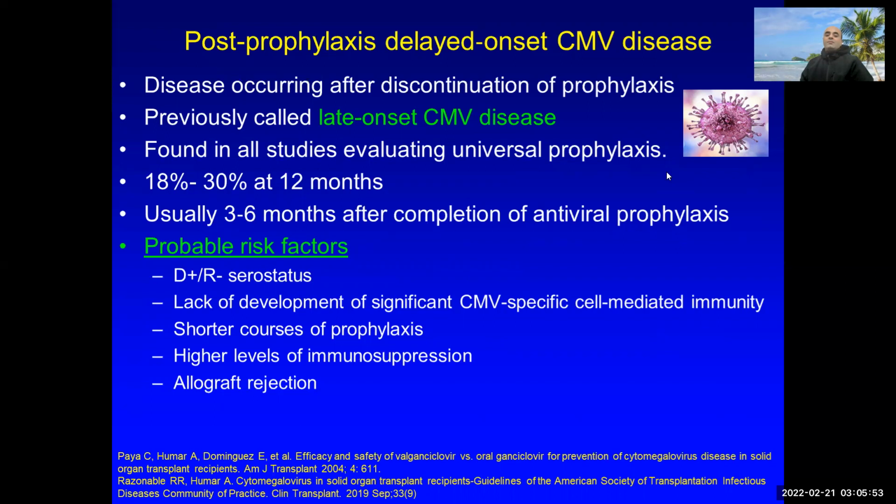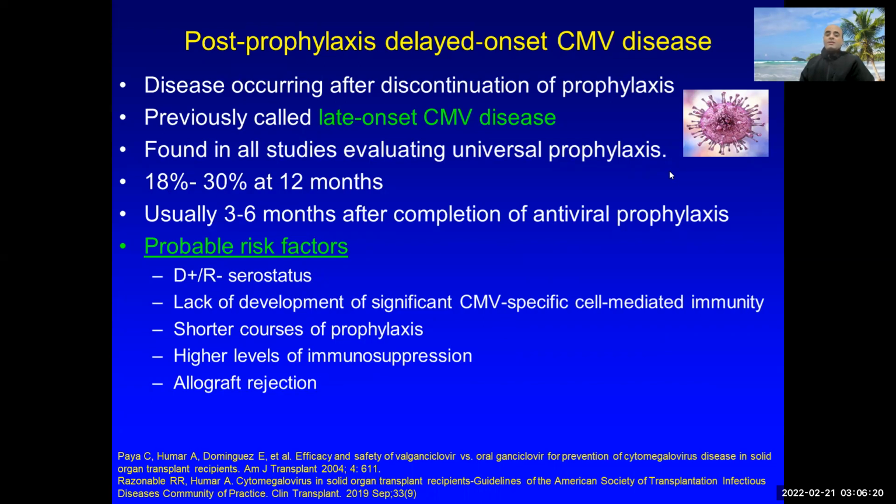Post-prophylaxis delayed-onset CMV disease is CMV disease occurring after discontinuation of prophylaxis, for example after discontinuation of valganciclovir. Previously called late-onset CMV disease, it is found in all studies evaluating universal prophylaxis, 18 to 30% at 12 months, usually 3 to 6 months after completion of antiviral prophylaxis.